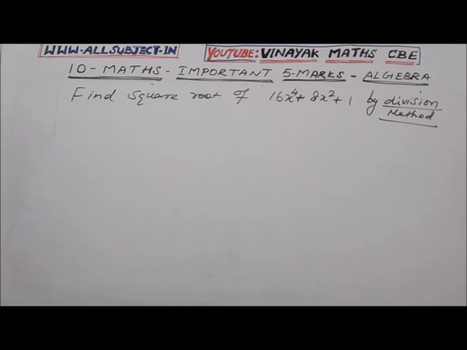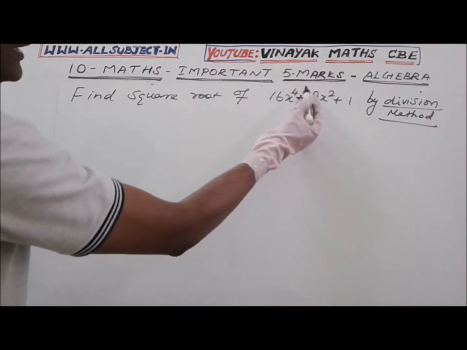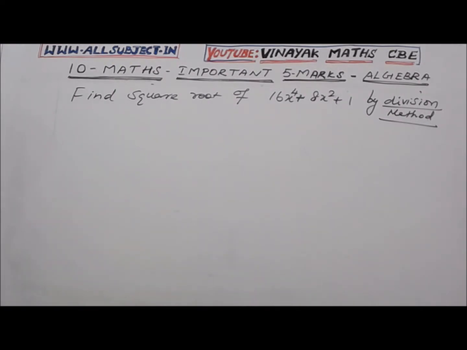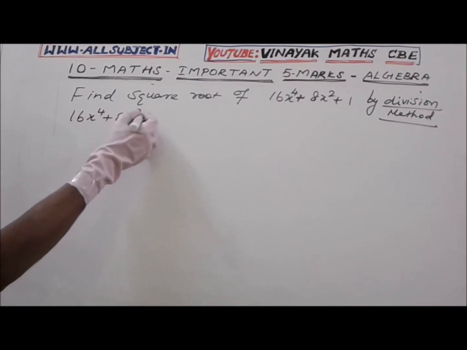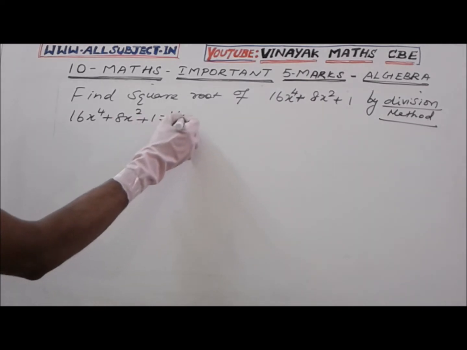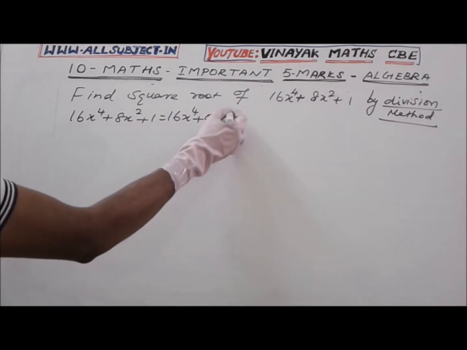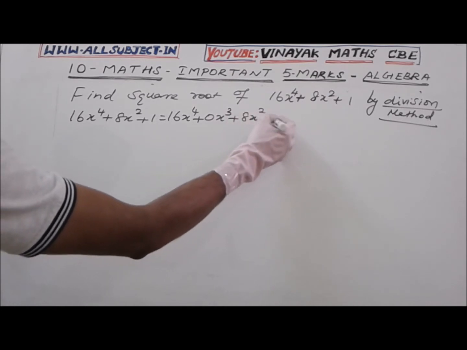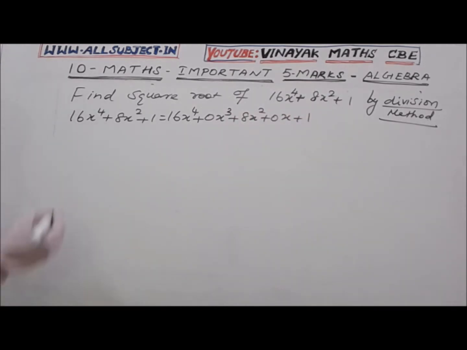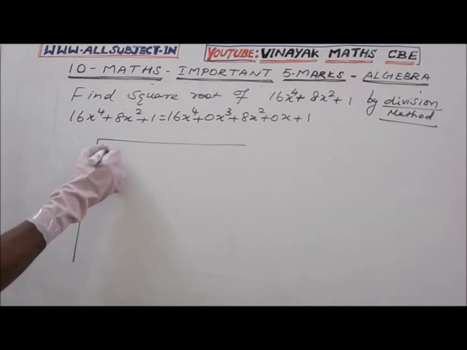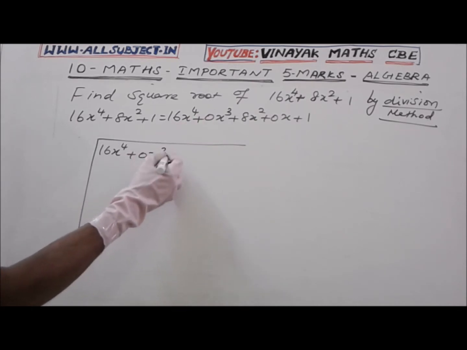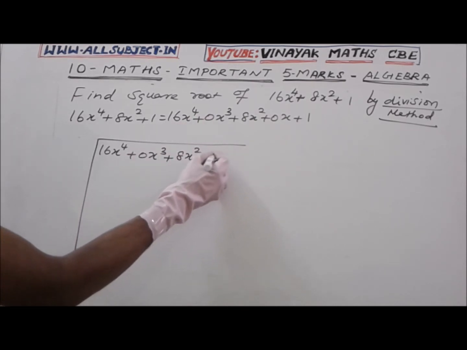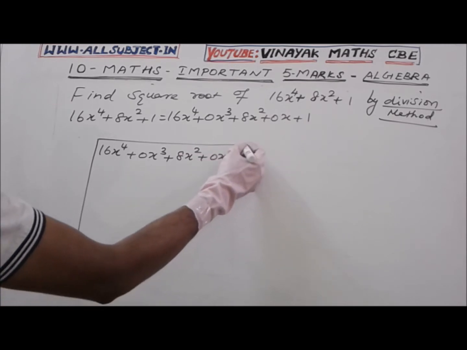First we should write in a proper order. Here power 4, then power 3 is absent, and power 2, power 1 is absent. So we should write the given polynomial in proper order. 16x power 4 plus 8x square plus 1 equals 16x power 4 plus 0x cube plus 8x square plus 0x plus 1.